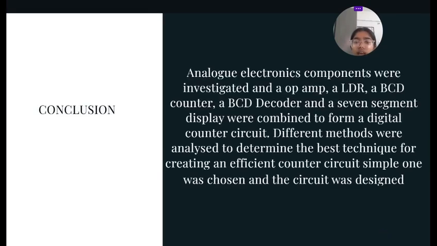So the conclusion is, analog electronic components were investigated, and an operational amplifier, LDR, BCD counter, BCD decoder, and a 7-segment display were combined to form a digital counter circuit. Different methods were compared to determine the best technique for creating a simple and efficient digital object counter, and the circuit was designed.